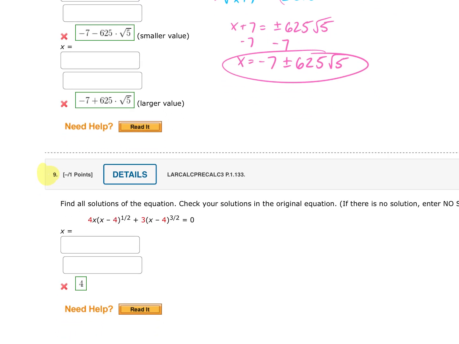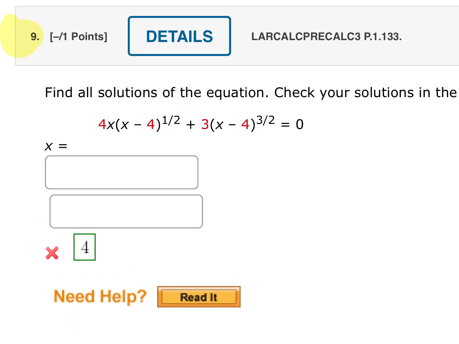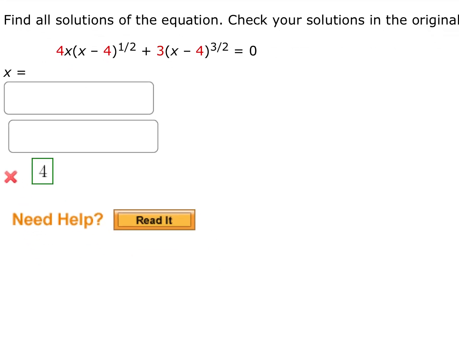All right, next, let's look at 9. What should we do first for 9? Awesome. We're going to take out our GCF, which is x minus 4 to the 1/2 power. We've done so many of these at this point. So x minus 4 to the 1/2 power is our GCF. When we take that out, we're left with 4x plus 3 times x minus 4.